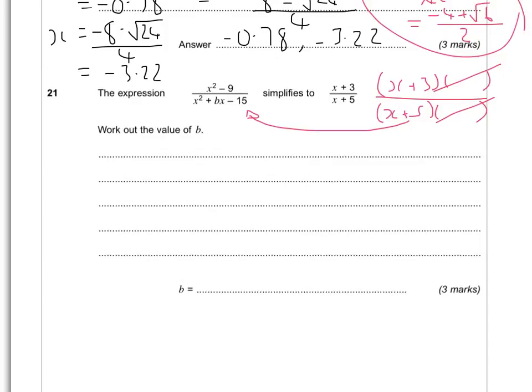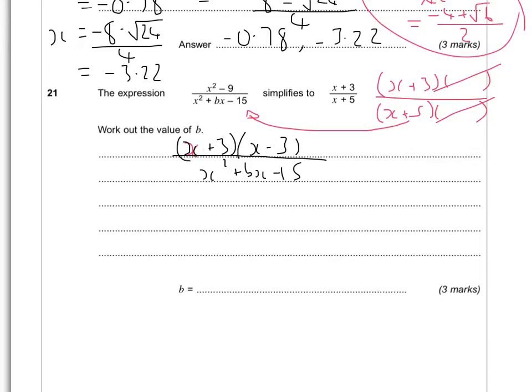Now, looking back at this original one, x squared minus 9 is something I can factorise. X squared minus 9 is a difference of 2 squares. So this original expression is x plus 3, x minus 3, all over x squared plus bx minus 15. What squares to give x squared? It's x. What squares to give 9? It's 3, and a difference of a plus and a minus in each of the brackets there.